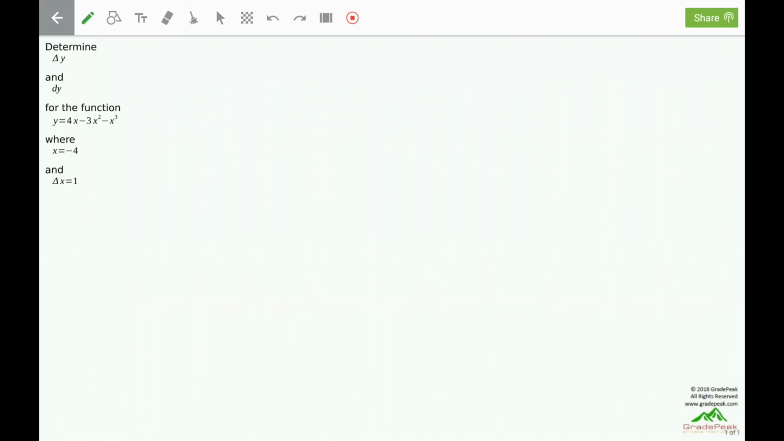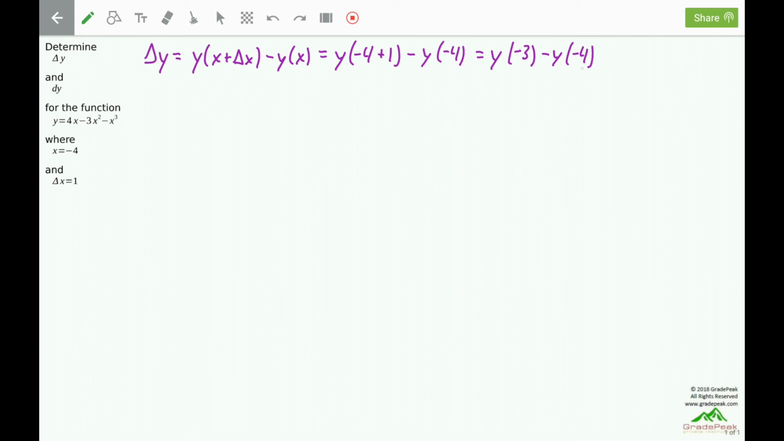Determine delta y and dy for the function y equals 4x minus 3x squared minus x cubed, where x equals negative 4 and delta x equals 1. Delta y is y of x plus delta x minus y of x. X is a negative 4, delta x is a positive 1. So we have y of negative 4 plus 1 minus y of negative 4. Negative 4 plus 1 is negative 3, so we will have y of negative 3 minus y of negative 4.